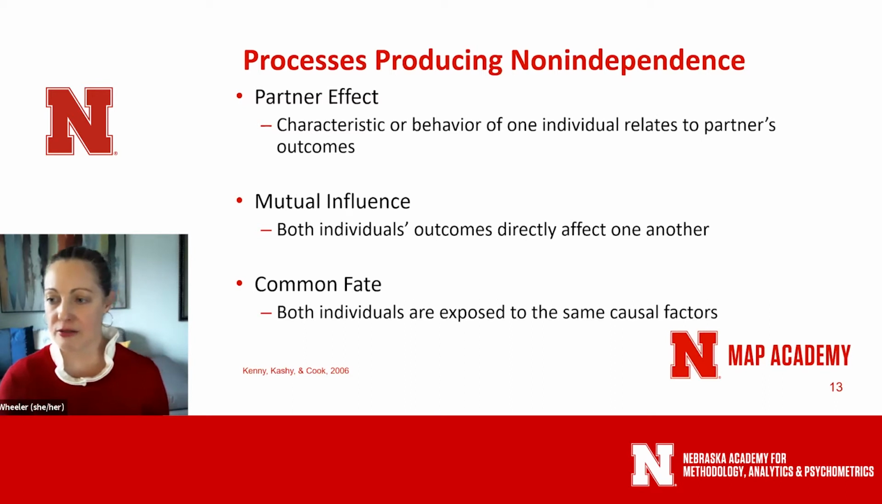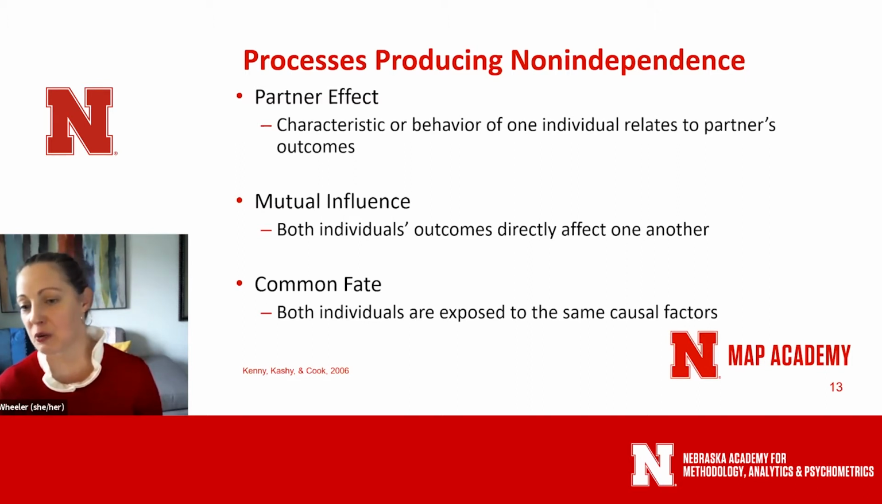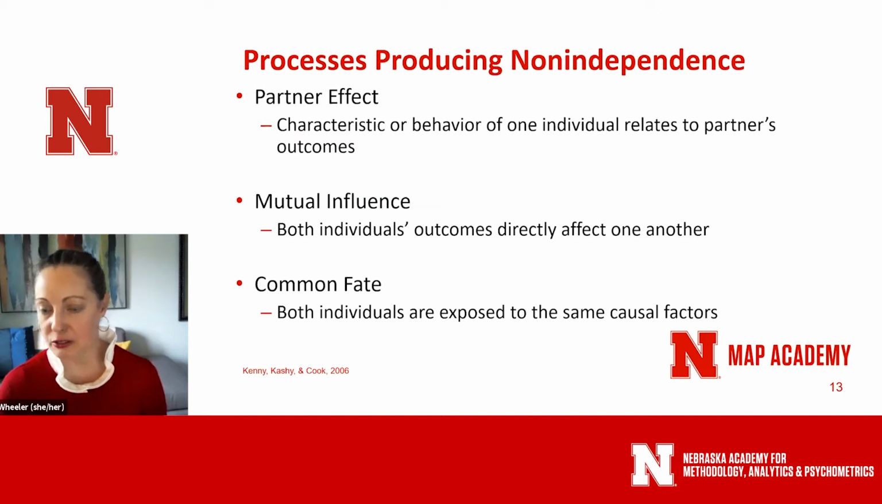We also have what's called mutual influence. This occurs when both persons' outcomes directly affect one another. So mutual influence often includes a process of feedback. So for example, in a study of initial interactions between strangers, mutual influence might occur for liking. So the more a person likes his or her partner, maybe the more that partner likes the person in return. So it's an example of mutual influence.